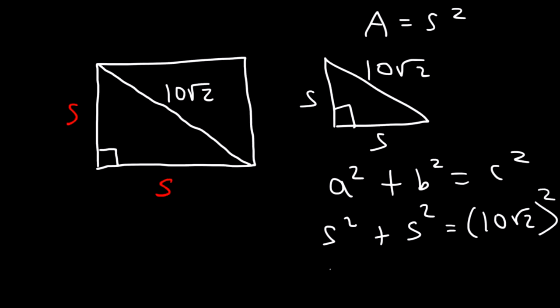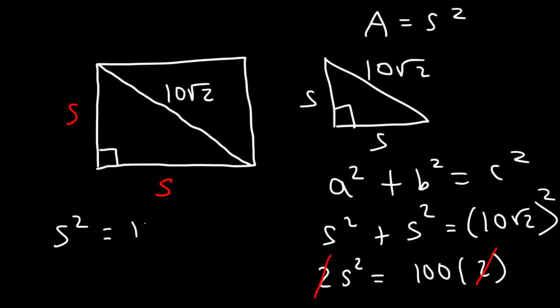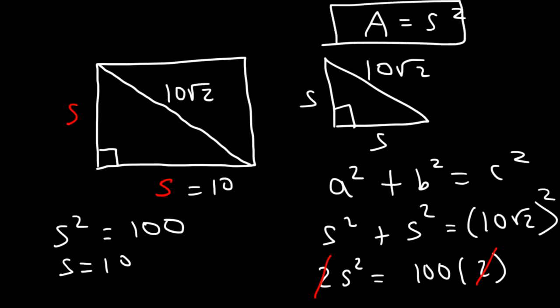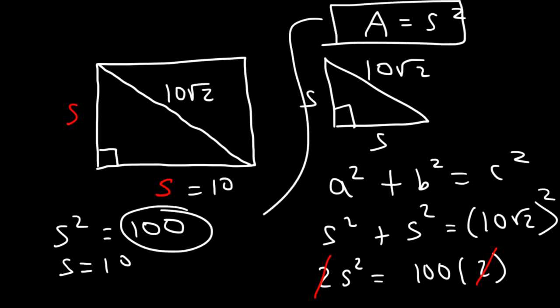s squared plus s squared is 2s squared. 10 squared is 100, and the square root of 2 squared is the square root of 2 times the square root of 2, that's the square root of 4, which is 2. So we can divide both sides by 2. Therefore s squared is 100, and the square root of 100 is 10. Now the area is s squared, and s squared is 100, so that is the area. So that's the answer, 100.